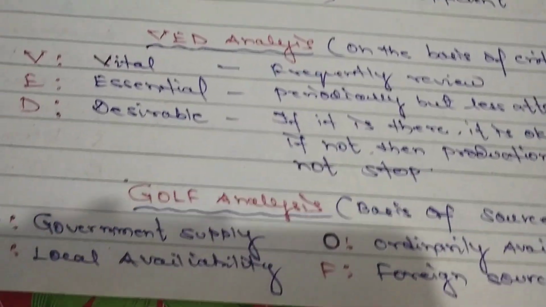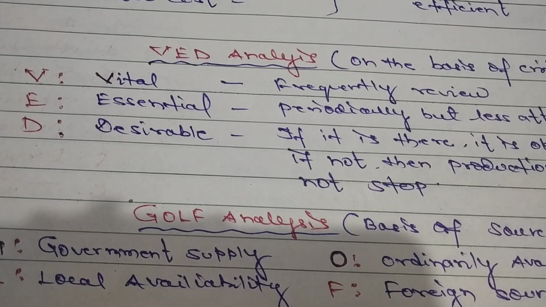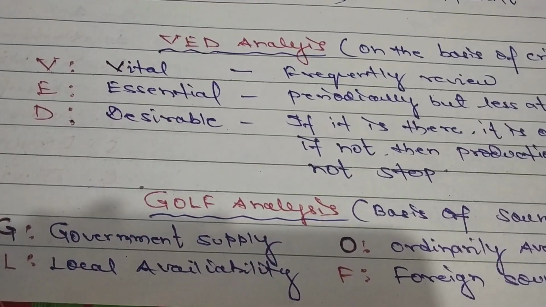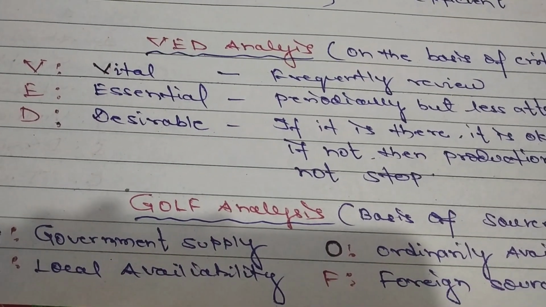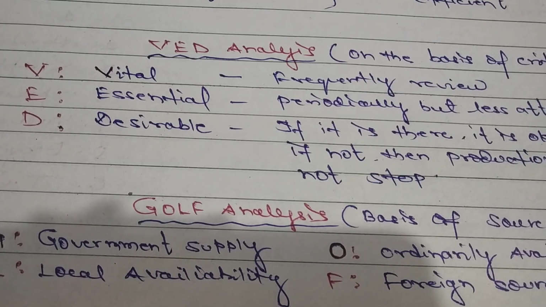The next is GOLF analysis. Here G stands for government supply, O for ordinarily available, L for local availability, and F for foreign source. Sometimes the production process requires raw material or components from government supply. This is difficult at times, because the procedure to procure from government is a lengthy process. So you have to be careful about that. We should give the purchase order at the right time, so that the material can reach your production process as per the requirement.